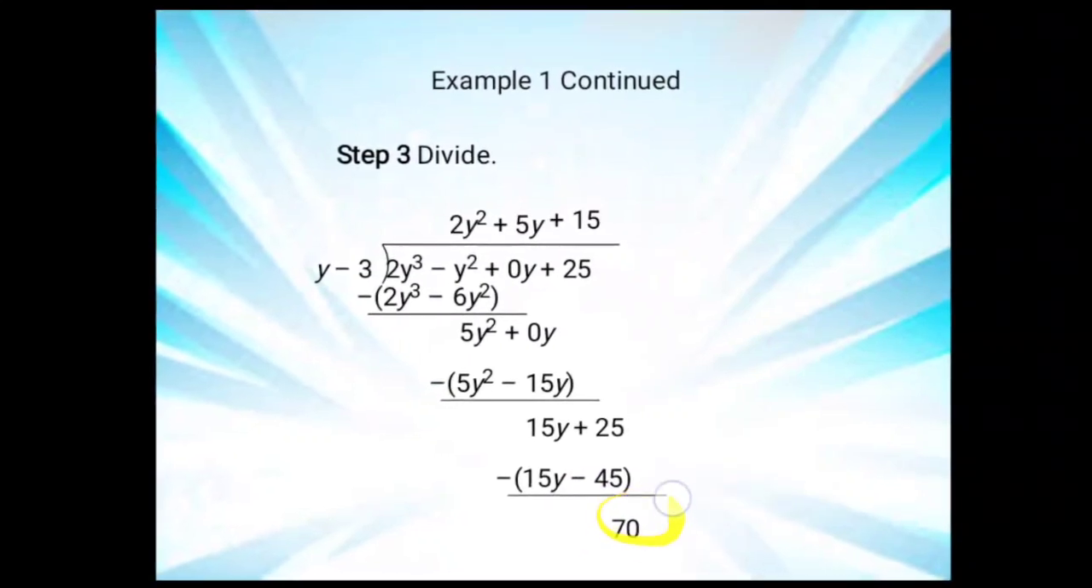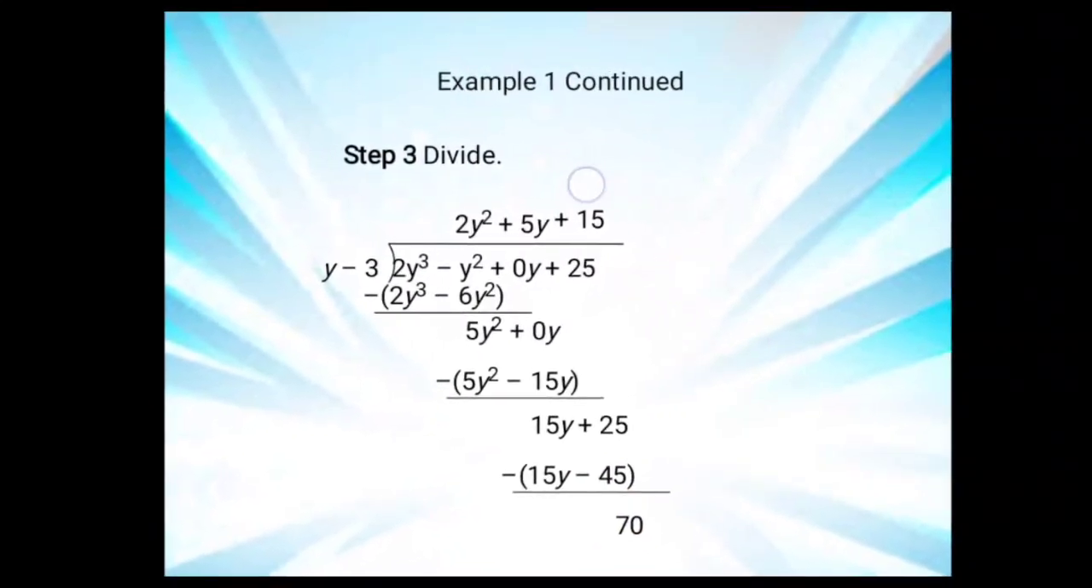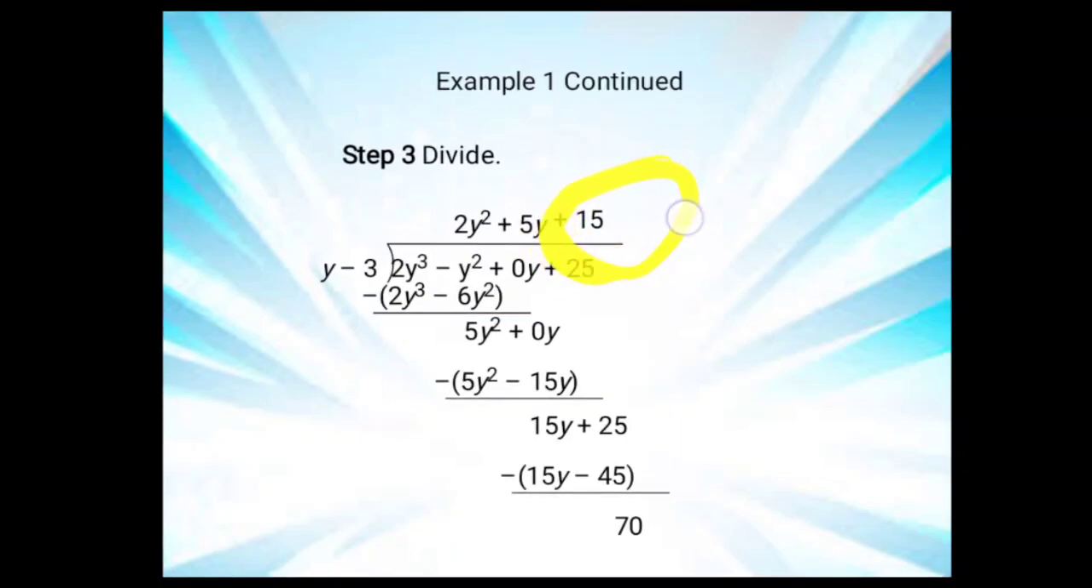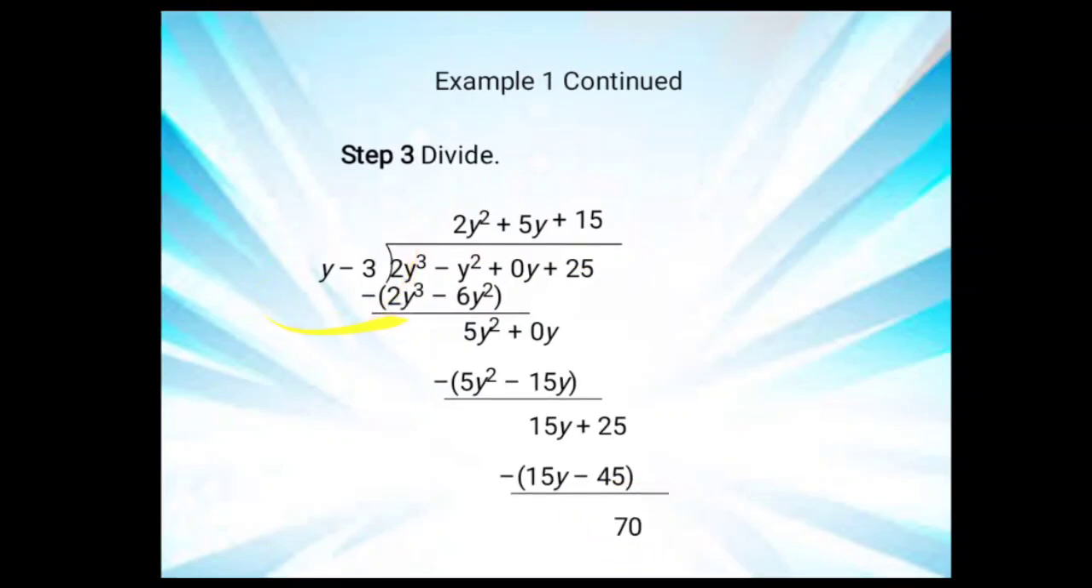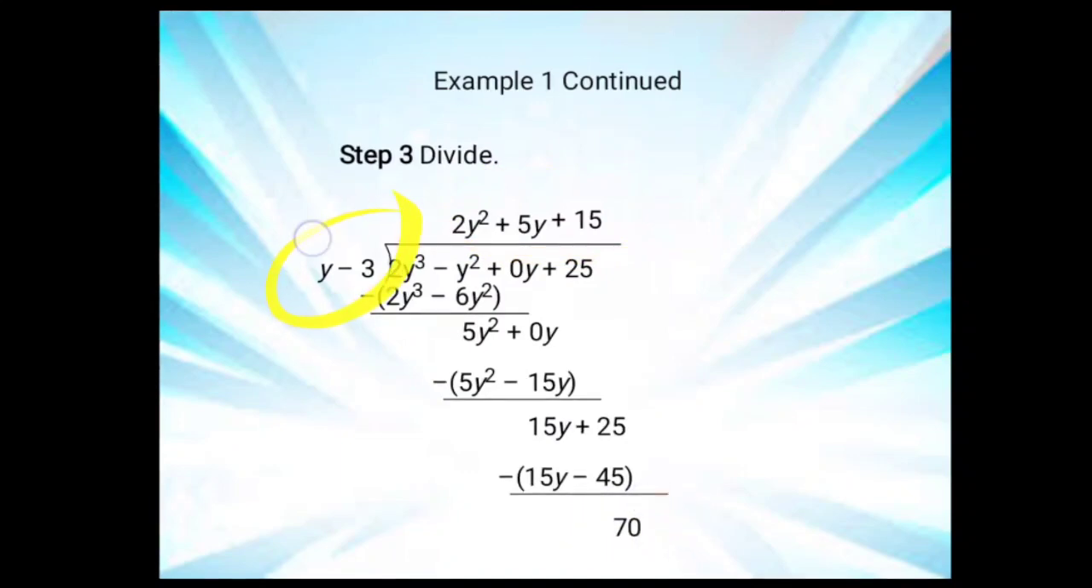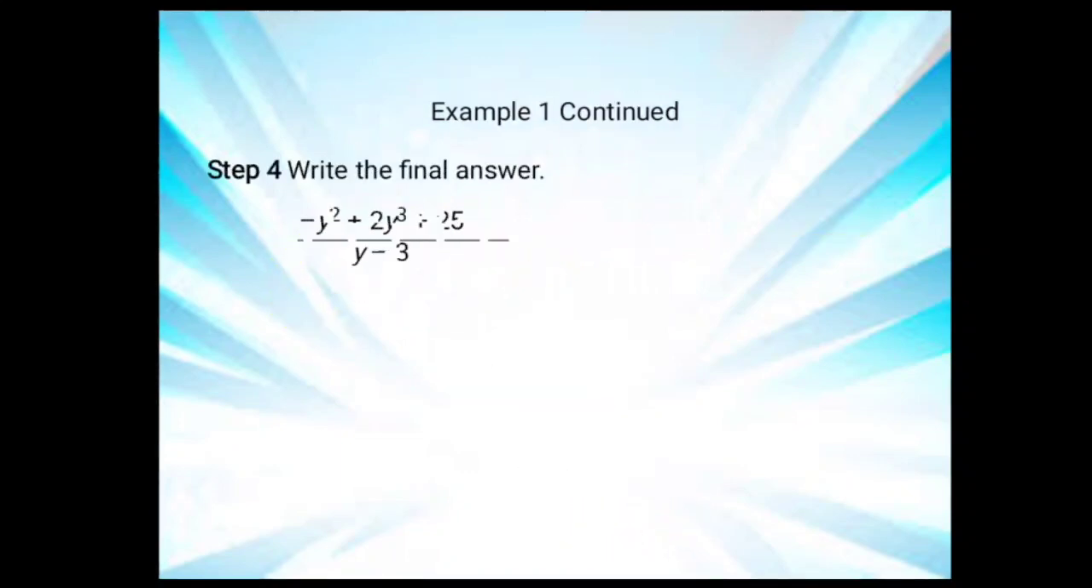In this case, we don't have any term here, and on our quotient, as you can see, we have here the constant. You have to take note that if you have a constant on the quotient, therefore you have to stop dividing. Okay? So our answer should be this plus this divided by this. Again, our quotient or answer should be this plus this divided by this.